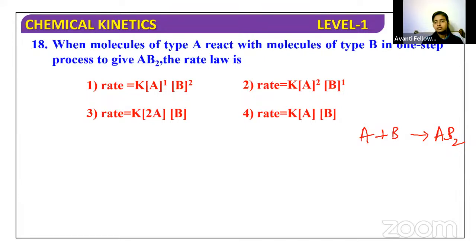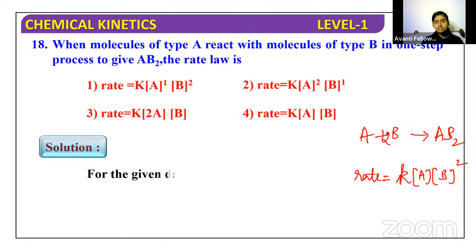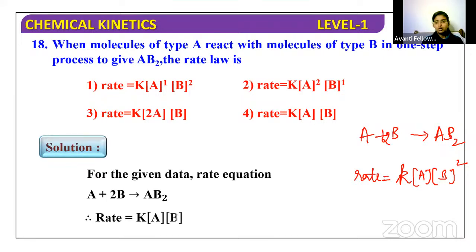Option 4. No. We have to balance the reaction, no? We have 1A and 2B, so you have to put 2B here. Then only the reaction will get balanced. Now if you write the rate for this reaction, it will be K into A power 1 and B power 2, right? So which is the correct answer? Option 1 is the correct answer.